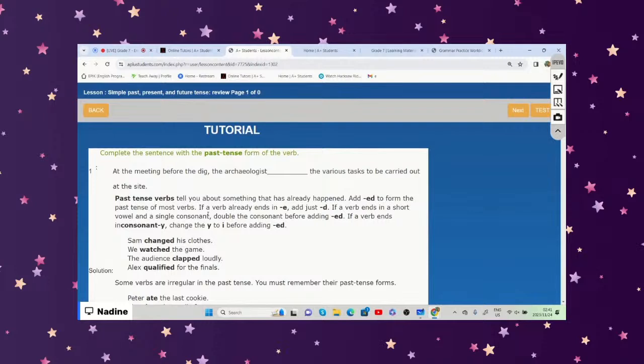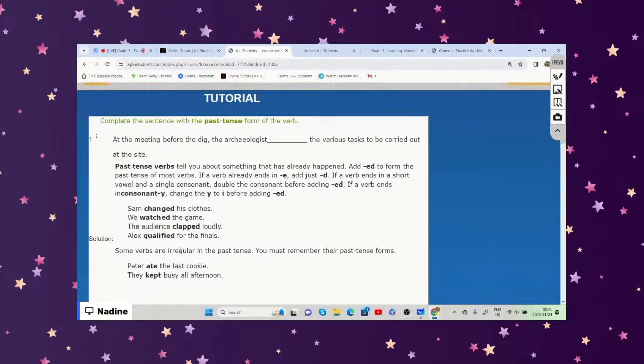And if a verb already ends in e, we just add a d. And if a verb ends in a short vowel and a single consonant, we double the consonant by adding ed. And if a verb ends in a consonant y, we change the y to an i and then add ed.